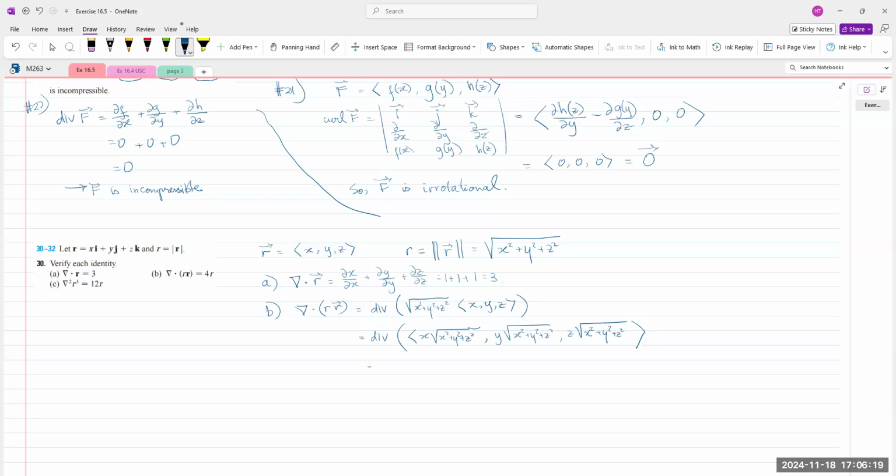Now for the first component, when we take the partial with respect to x, we need the product rule, right? That will be the square root of x² plus y² plus z², plus x times the derivative of that square root with respect to x. That will be 2 times the square root of x² plus y² plus z² in the denominator, and in the numerator we have 2x. And we do likewise for the y and z components.